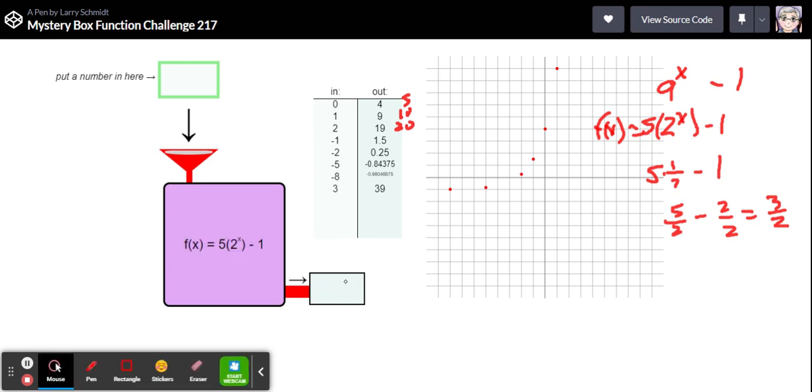Let's go ahead and look. Yeah, there it is, 5 times 2 to the x minus 1, and let's graph that. And there's our beautiful exponential curve shooting up really quickly. We've just moved it down 1 with the subtraction, and we've multiplied it as well.